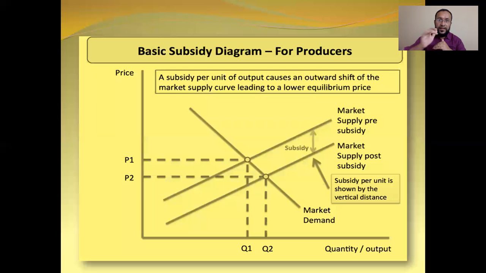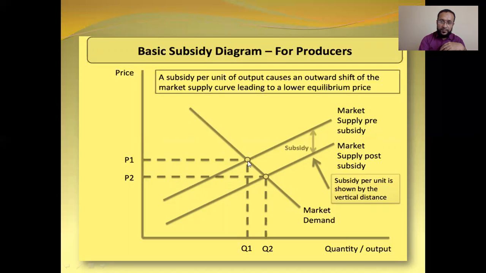All right, the next fact, okay, let me now show the impact of subsidy on supply graphically. So this is the basic subsidy diagram for producers. Here in this diagram, as usual, price is on the vertical axis, and on the horizontal axis we are showing the quantity or output supplied by the firms. So here, this is our initial supply curve, which is labeled as market supply curve pre-subsidy. That means before or in absence of subsidy. And this is the original demand curve.